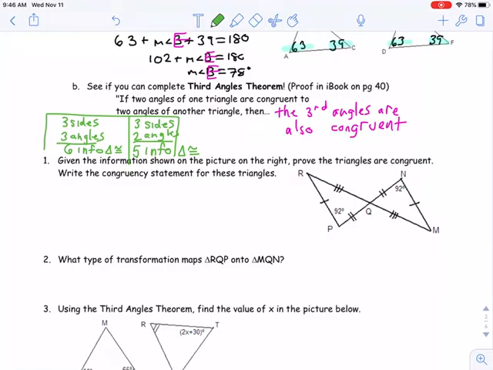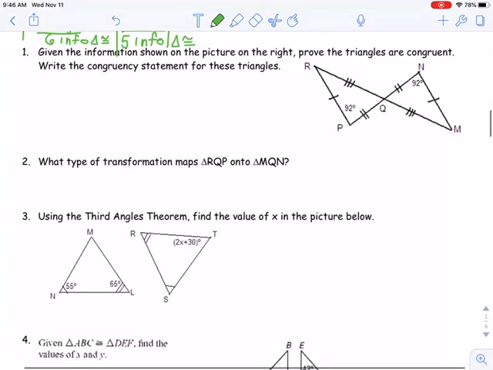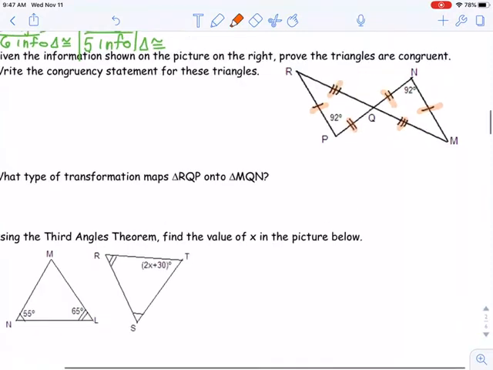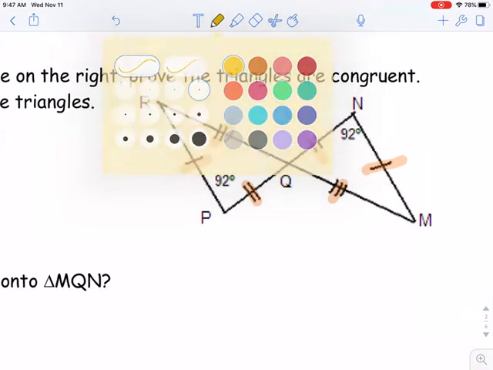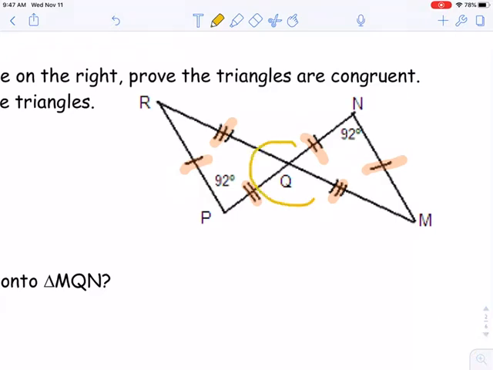Given the information shown on the picture on the right, prove that the triangles are congruent. Write a congruency statement for these triangles. So all the sides are already knocked out: 1 tick mark, 1 tick mark, 2 tick marks, 2 tick marks, and then 3 and 3. Now, I've said this a lot, and I'll say it again: what's going on in this region right here, we have to be really good at. There are 2 angles here, and we have to know that these angles are congruent.